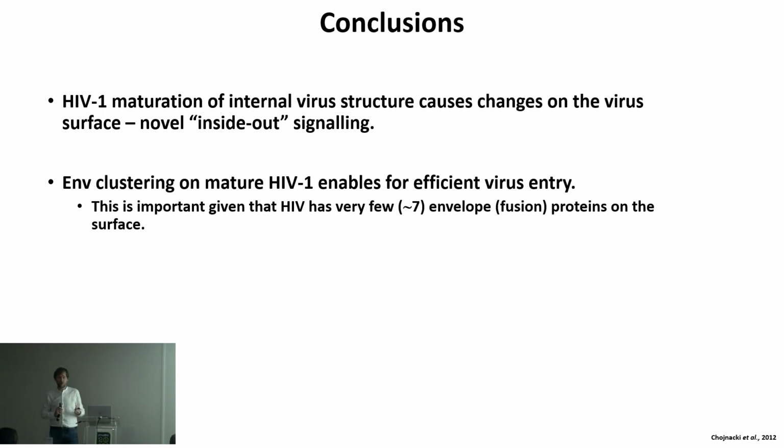So this was actually a novel inside-out signaling which hasn't been observed before. Another aspect of it is that ENV clustering on mature virus particles is important for efficient virus entry. Like I said before, the amount of HIV ENV on a surface per individual virus particle is very small, between 4 and 10 molecules. So by clustering them, the virus creates an environment in which it can fuse with the cell efficiently.